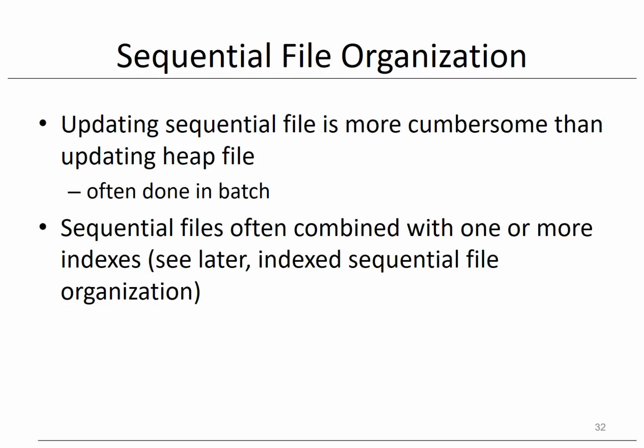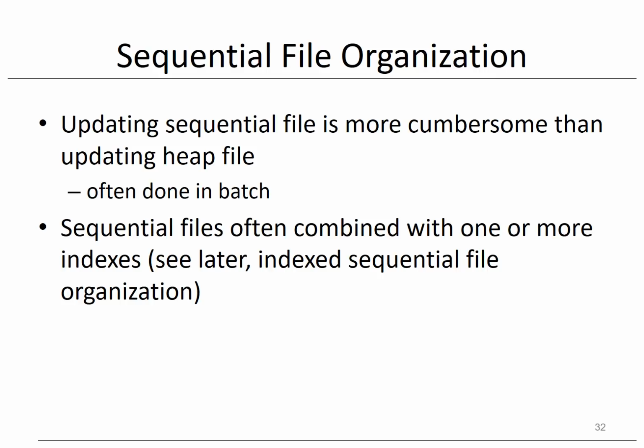Updating a sequential file is more cumbersome than updating a heap file, since now the records must be kept in order, and new records cannot just be added at the end of the file. Updates are often executed in batch. They are organized according to the same ordering attribute types as the actual sequential file, and then the entire file is updated in a single run.